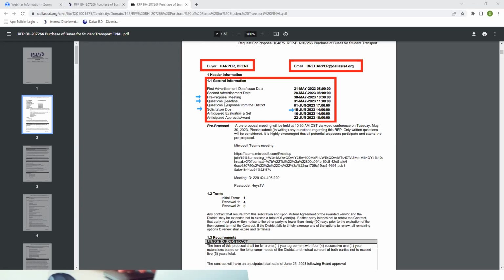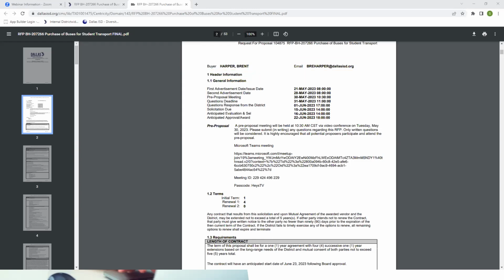The other thing I want to highlight is the question deadline date is, or was, May 31st. So if you didn't have your questions in by May 31st, your questions will not be answered. The other thing I want to highlight about your questions and answer portion: you're required to submit your questions as outlined within the RFP. However, you will not receive individual responses. All of the responses will be submitted within the addendum of that particular RFP. So do not expect an email back saying, hey, this is the answer to your question.